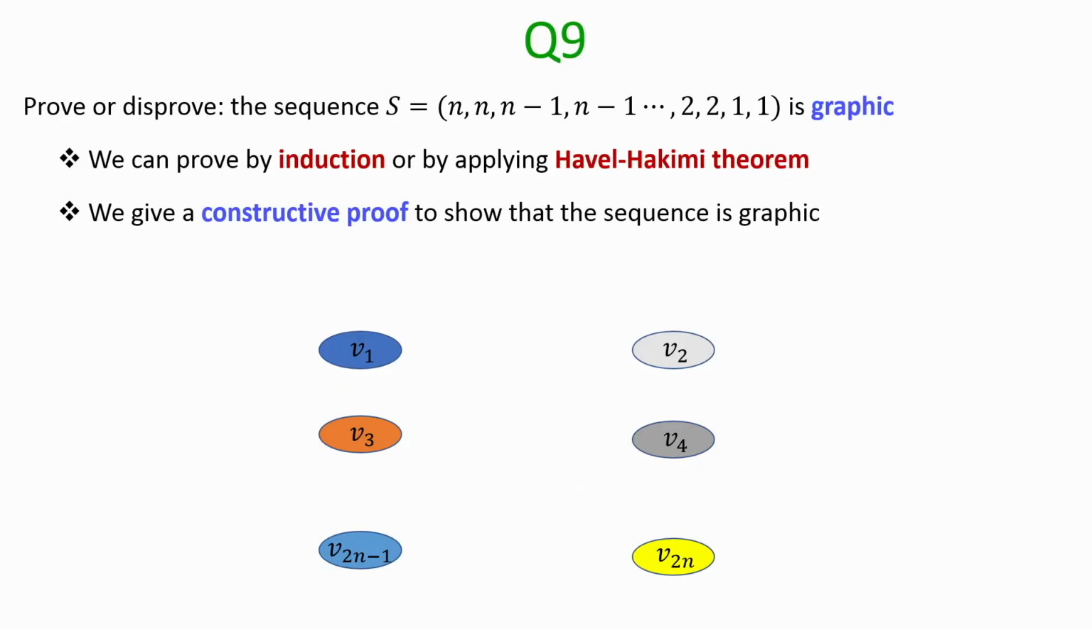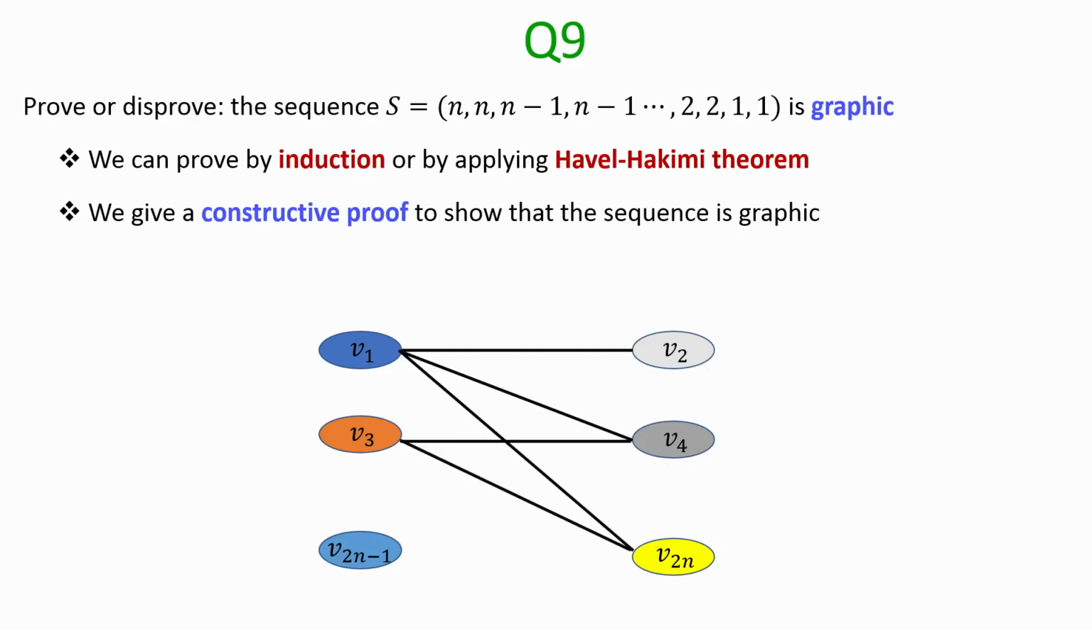So, here are the vertices, 2n vertices, and what I do is the following: I take the vertex V1 and add an edge with all vertices with even indices. I take the vertex V3 and I add an edge with all even index vertices except the vertex V2, and I keep on doing this process, and for the last vertex with odd index I will give only one edge, namely an edge with the last vertex with even index.